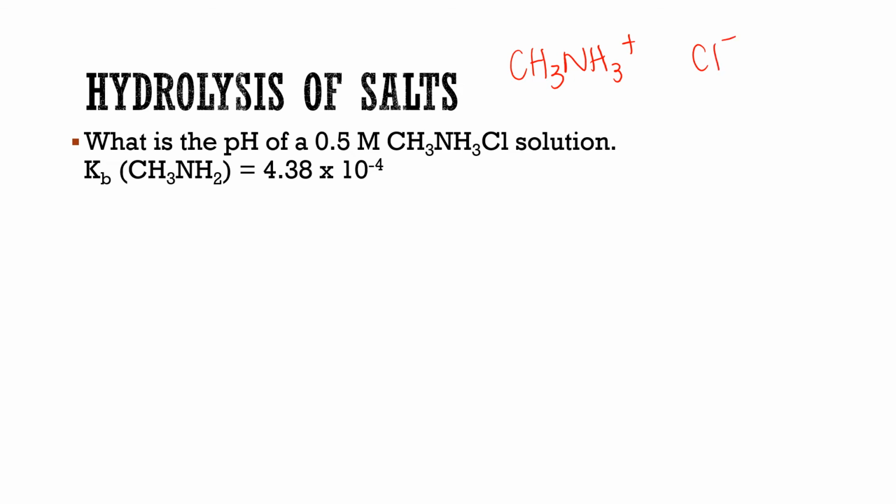Now, this is another example of a cation that did not come from a hydroxide base. It comes from this base right here. And you see that because it's part of the problem. It gives you that base because it gives you the Kb value. And it's easy to see that this is the conjugate acid. So this is a weak base, so that means that this is an acidic ion. Chlorine comes from HCl, which is a strong acid, so it's neutral. So this salt is acidic.